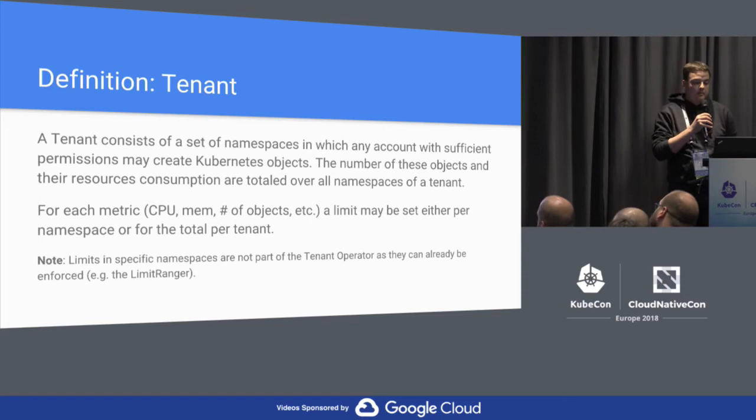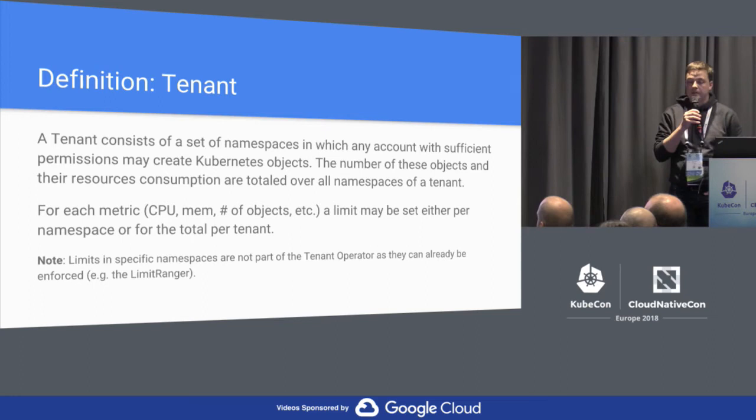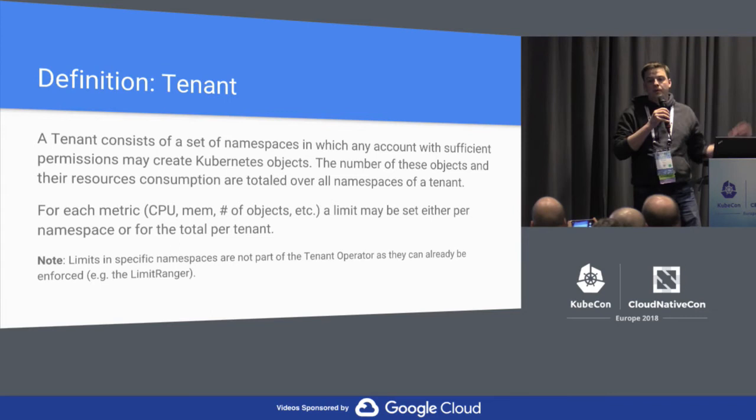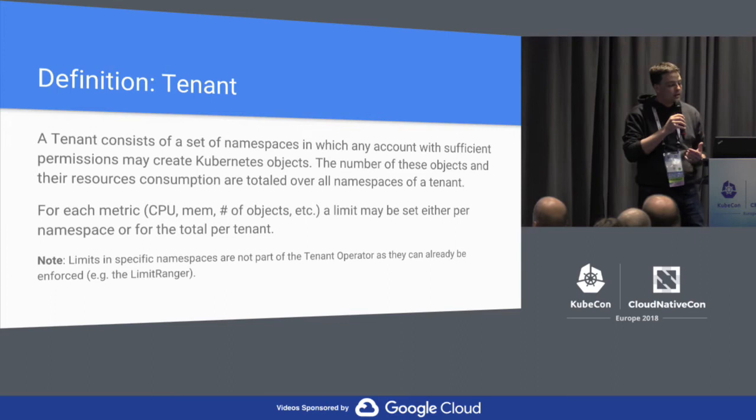So we came up with a definition of a tenant in our case, which says that a tenant consists of a set of namespaces in which any account with sufficient permissions may create Kubernetes objects. The number of these objects and their resource consumption are totaled over all namespaces of a tenant, because that's also a problem we have. We can limit the amount of resources, a quota per namespace, but what we really want to do is say that student or that working group has that amount of cores and memory, etc., that they may use, and that should be totaled over all of their namespaces, because we don't want to force them to use only a single namespace, and that's not possible currently, as far as I'm aware.